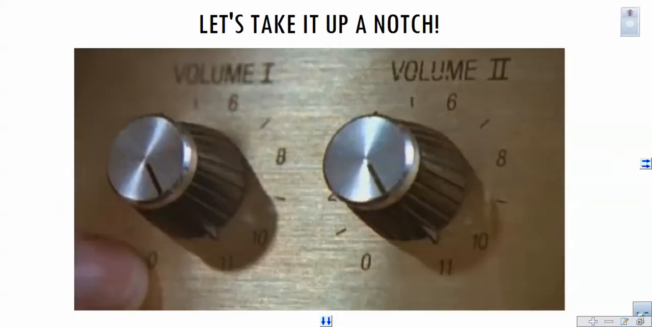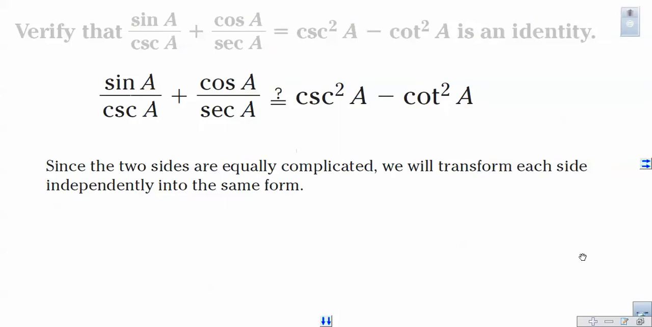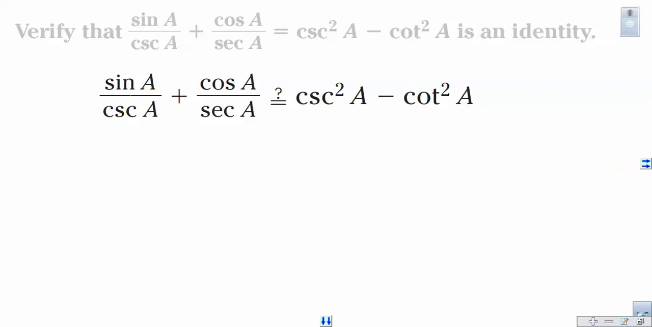Alright, so those are pretty easy. Let's kick it up a notch. Let's take it up to 11. Let's look at some trickier problems, like these ones here. Notice that it's not very obvious which one is the more complicated side. So what we're going to do is transform both sides until they match.